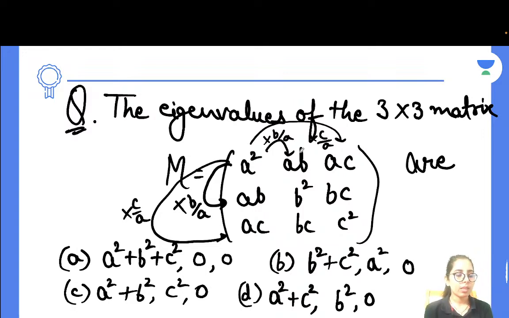So I'm just going to repeat the point. Whenever you have any square matrix given to you in such a way that its rows and columns are the scalar multiple of a particular row and a particular column, in that case, the eigenvalues of such a square matrix will be equal to the trace and 0 0. So that gives you a square plus b square plus c square and 0 0, right?